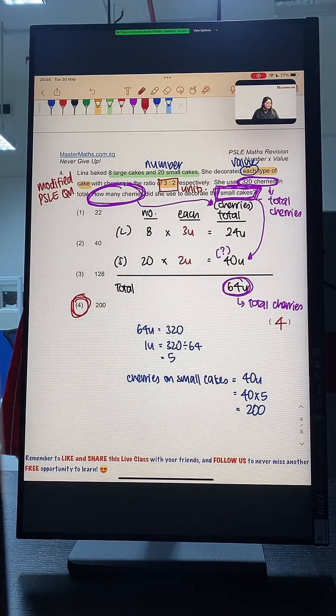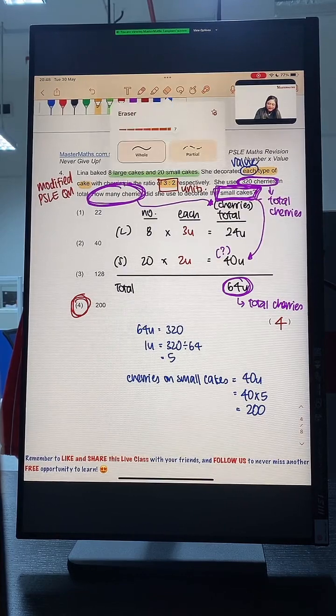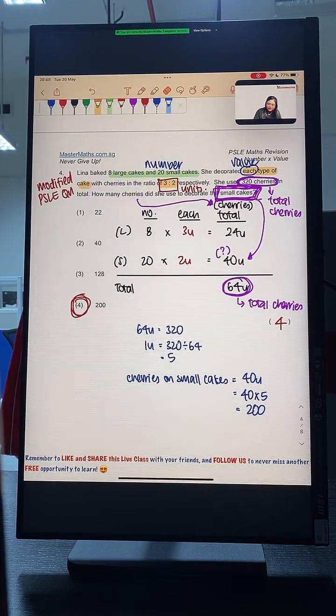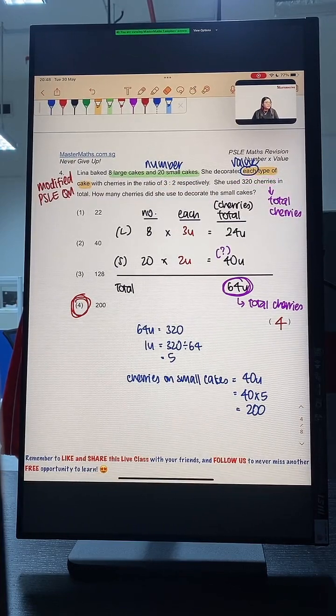Alright. I am going to explain one more time, not to worry. For those of you who just joined, we are on question number 4 on the concept of number times value. Let me remove all these messy circles because my pointer is not working. That's why I'm circling so many.